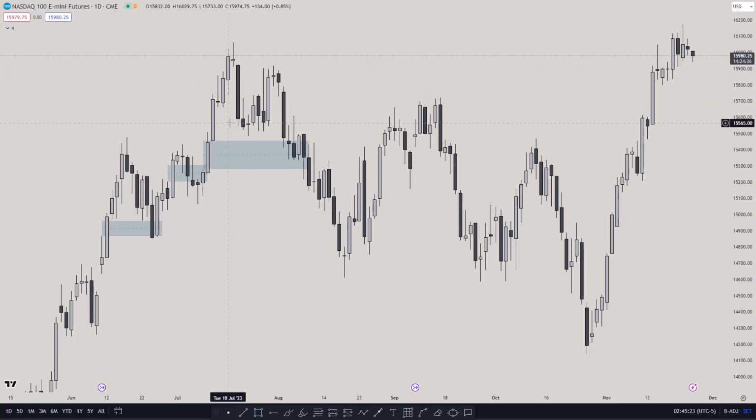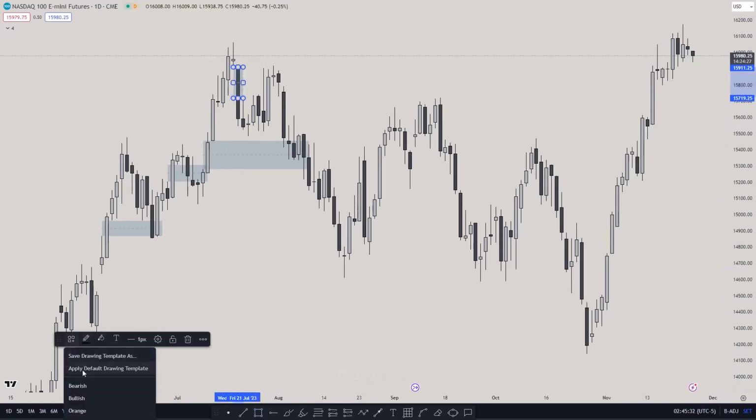What did we agree on? We do not enter on the first fair value gap if you want the highest probability one. What do we wait for? The second fair value gap. So the first fair value gap here is respected, and this is a bearish one.